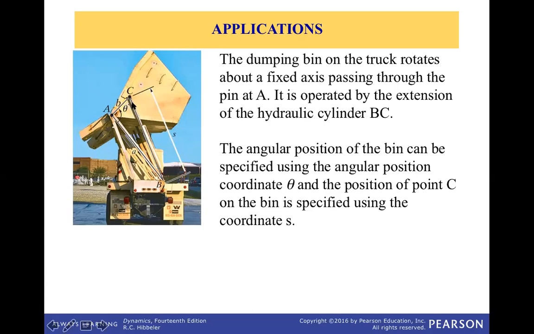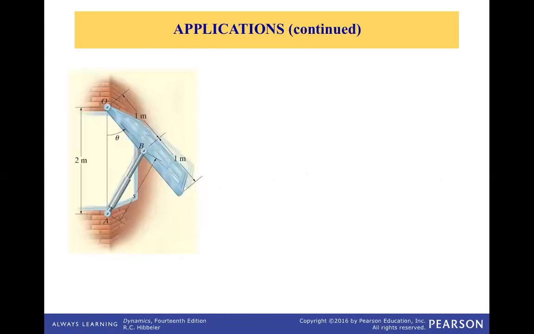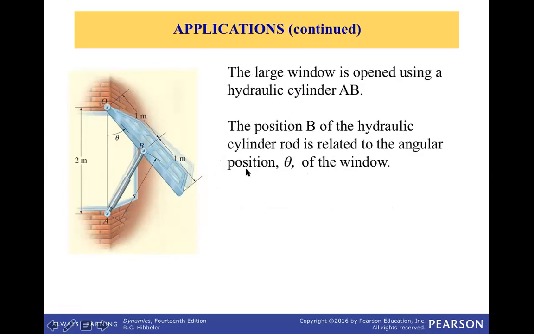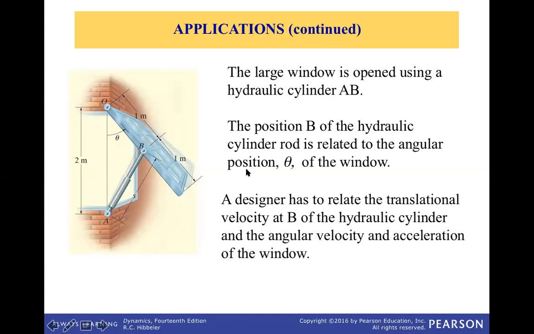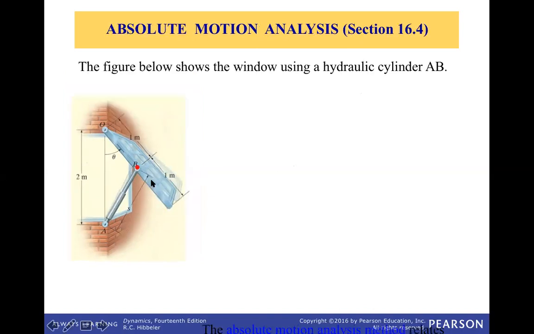In this section, it talks about the method called absolute motion analysis, so that's what we are going to see here. This is one of the applications. For the window like this, point B will be moved by the hydraulic rod here, A and B, and this distance S is related to the angle here. We are going to check how you can actually solve a problem like this in this section.